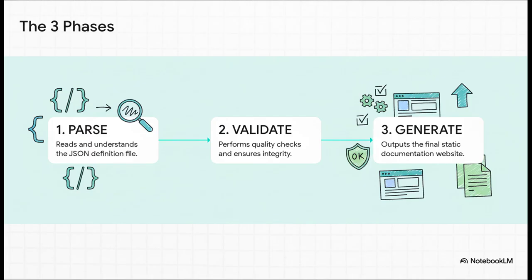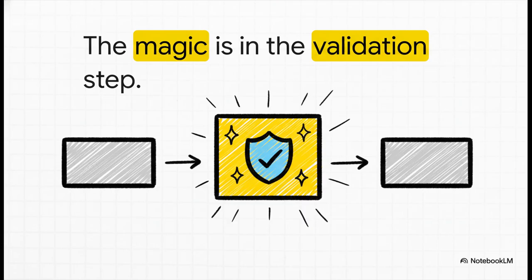First, it parses your definition file, just reading all the rules and relationships you've laid out. Then, and this is key, it validates them to make sure everything makes sense and connects properly. And finally, if all those checks pass, it generates the final static website. Simple as that. Now, the parser and the generator are great. They do their job. But the real magic, the part that ensures quality and builds trust in your data, it all happens in that validation step.